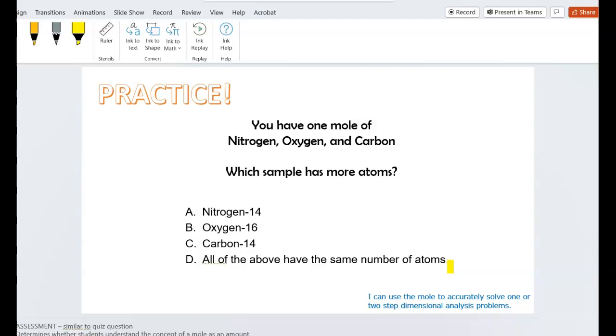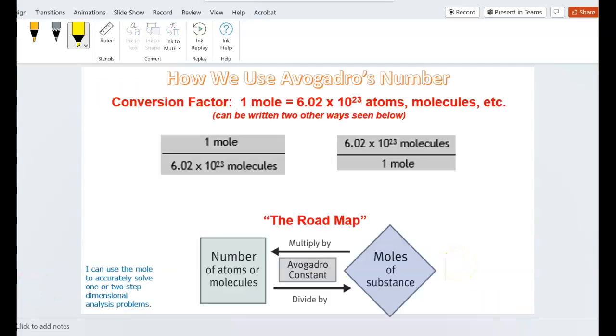Okay, so again, the answer is the same. They're all the same, right? Those numbers at the end, nitrogen-14, oxygen-16, those are isotopes. I'm sure you've seen them at the beginning of the year. That's just a mass number, right? So really, 1 mole is still 6.02 times 10 to the 23rd. They're all the same.